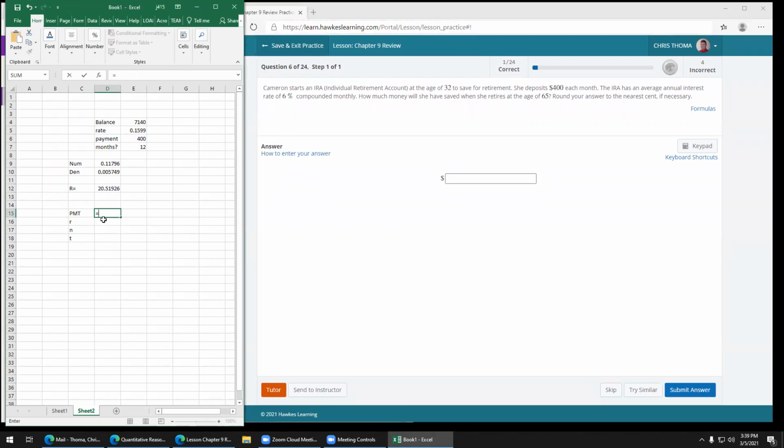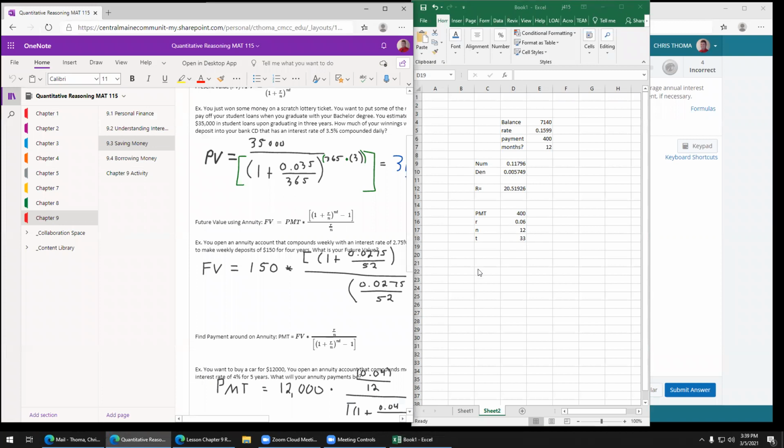So our payment again is 400. Our interest rate is 6%, so that is 0.06. It's compounded monthly. They actually told us in this problem. And so he's 32 now, and she's going to 65. So I'm just going to let Excel do my calculation. 65 minus 32, so it's going to be 33 years. And we find our future value formula. So again, I'll do this in sections: numerator and denominator, and then our future value is the formula we're doing.